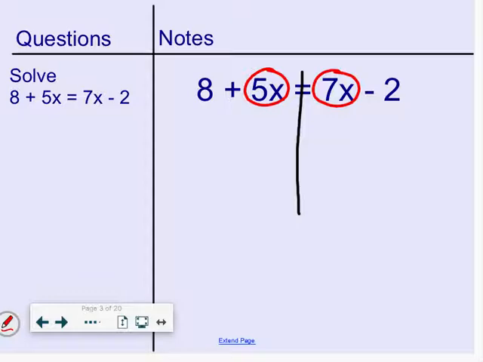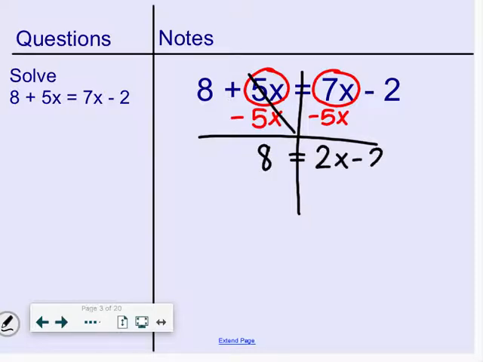My general rule is that if possible, I like to eliminate the smaller one to keep my variable a positive. So the smaller variable in this situation is the 5x. So I'm going to choose to subtract 5x on each side. So then my resulting equation is 8 equals 2x minus 2.